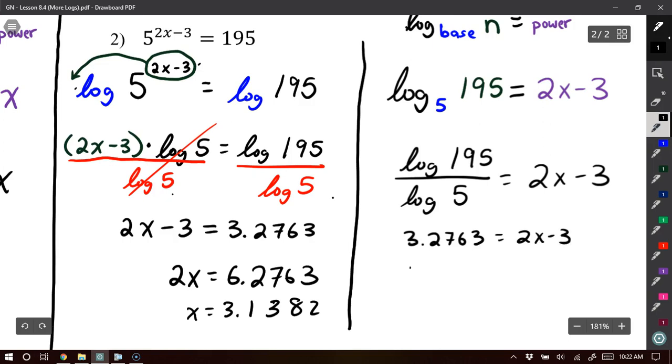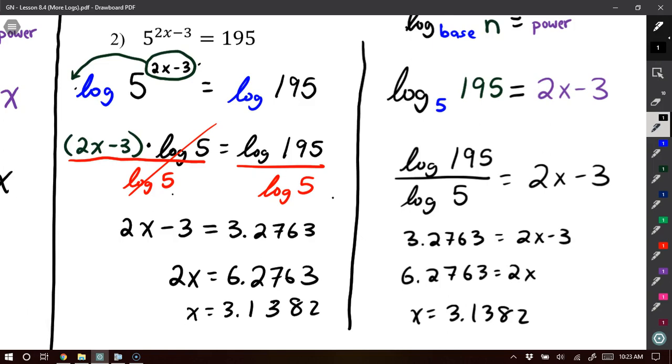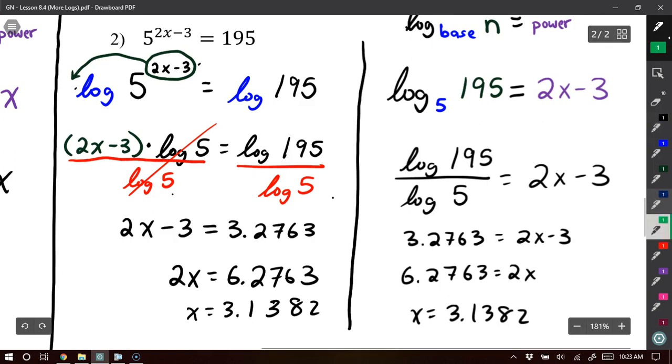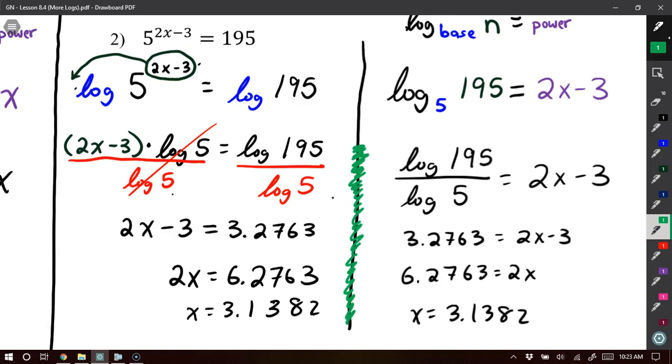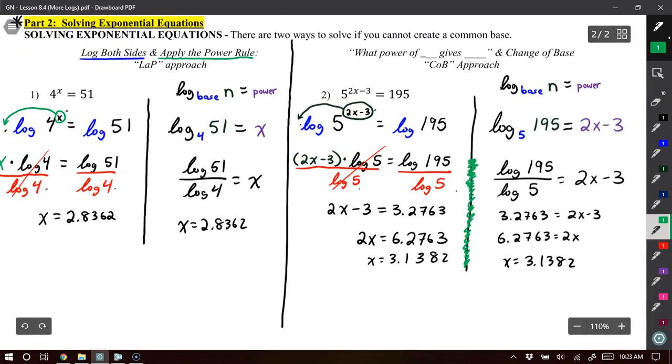And then I'm going to add, so I get 6.2763 equals 2x. And I'm going to divide, and x equals about 3.13815, so round that up to a 2. I mean, look at that. The steps up from here down are the exact same. So that's why it doesn't matter which one you do. It's which one you're more confident with, which one you understand more. And so that is the Cobb approach.